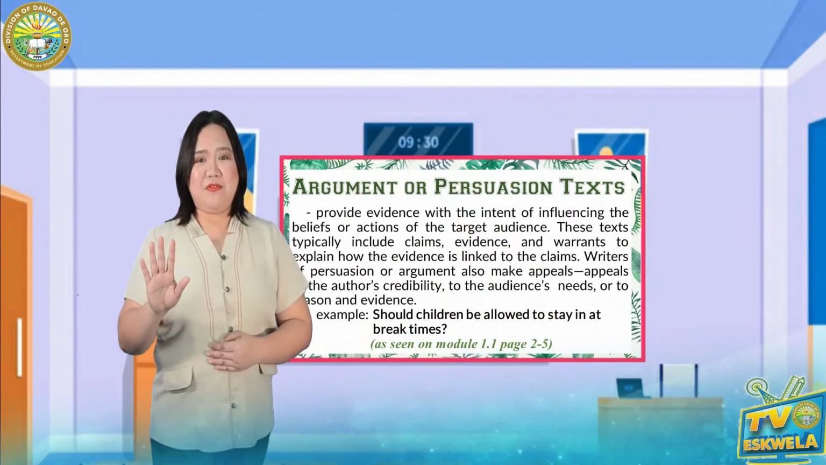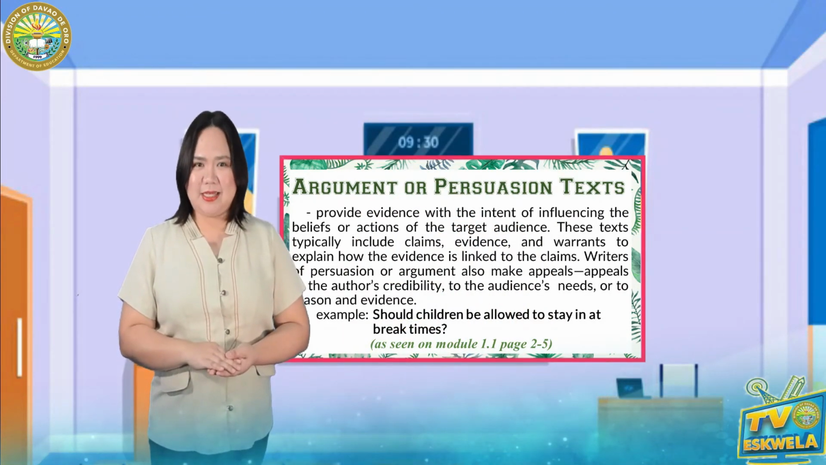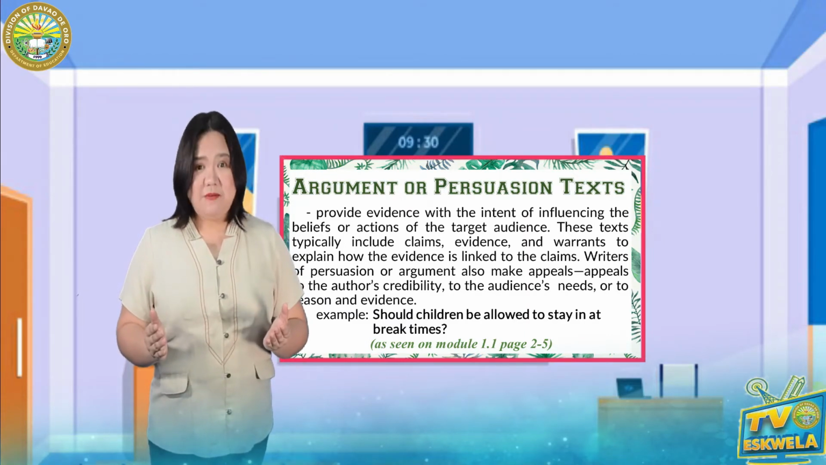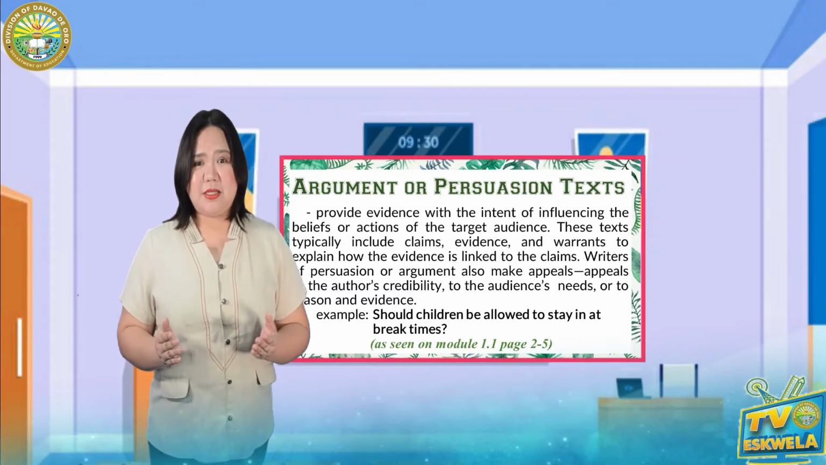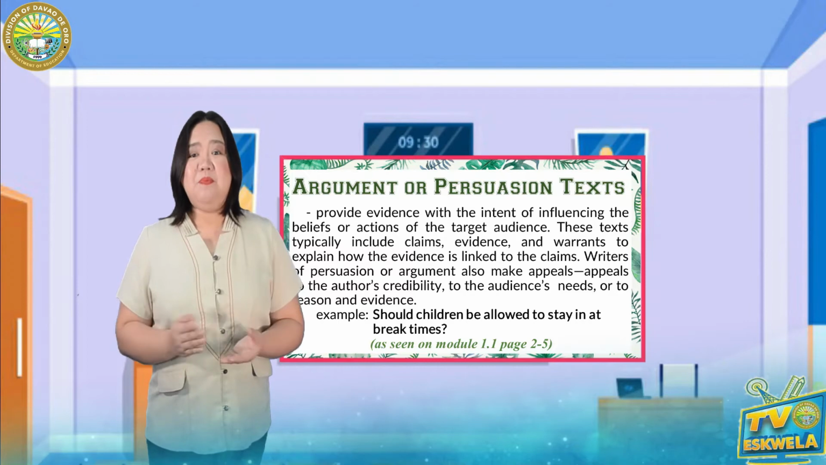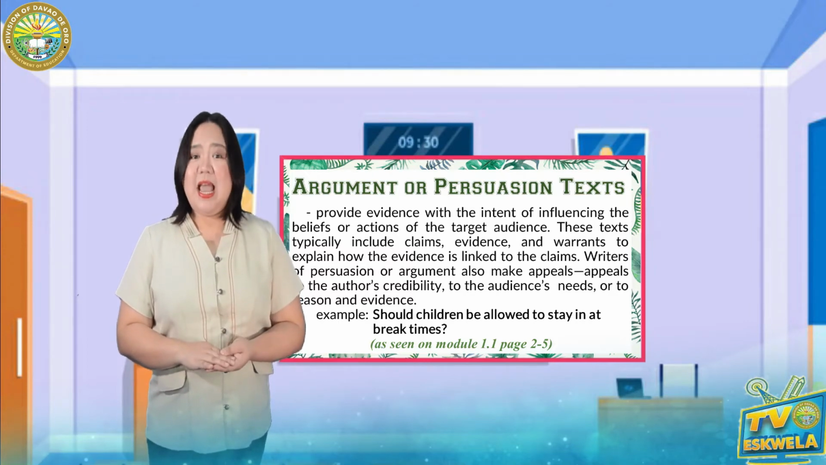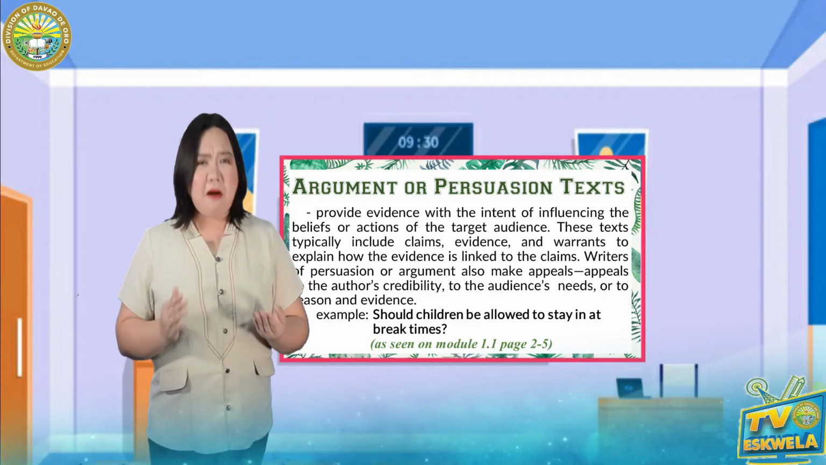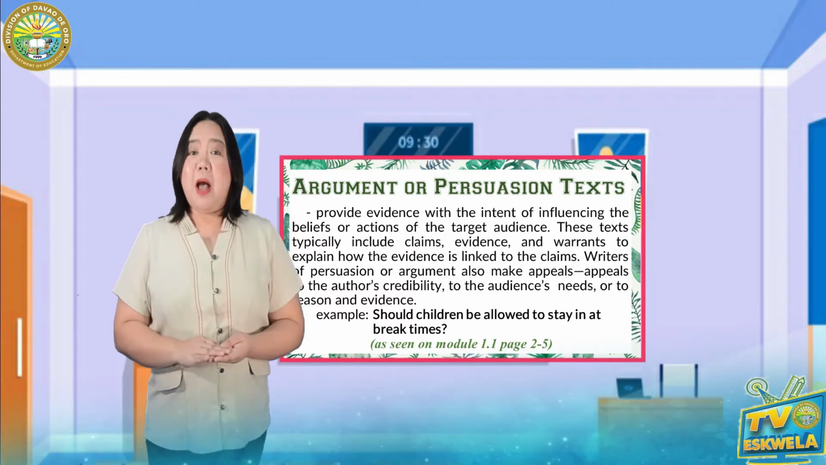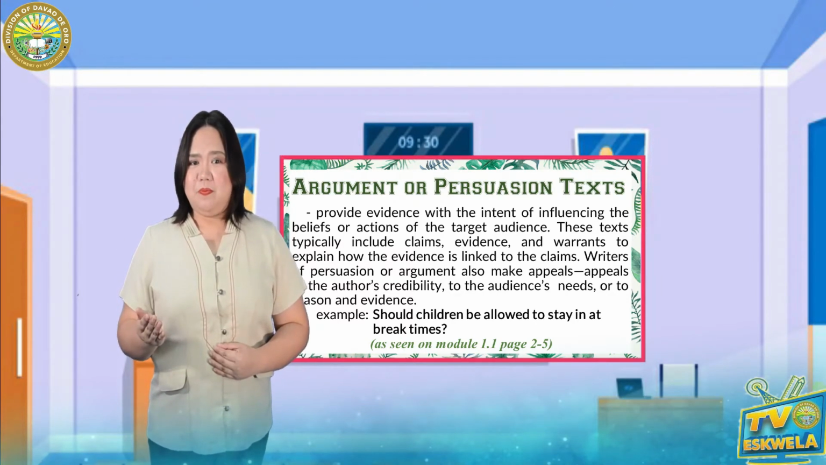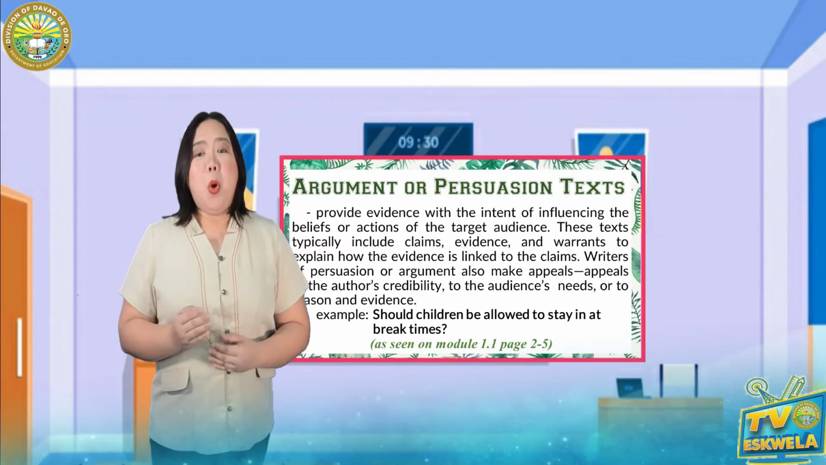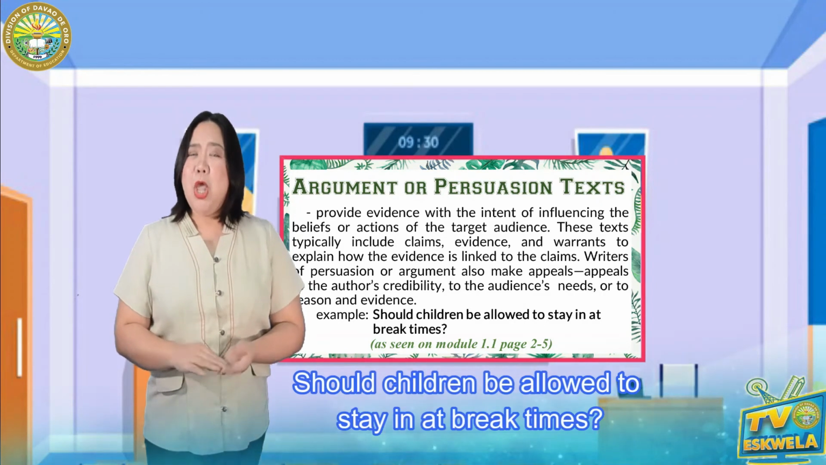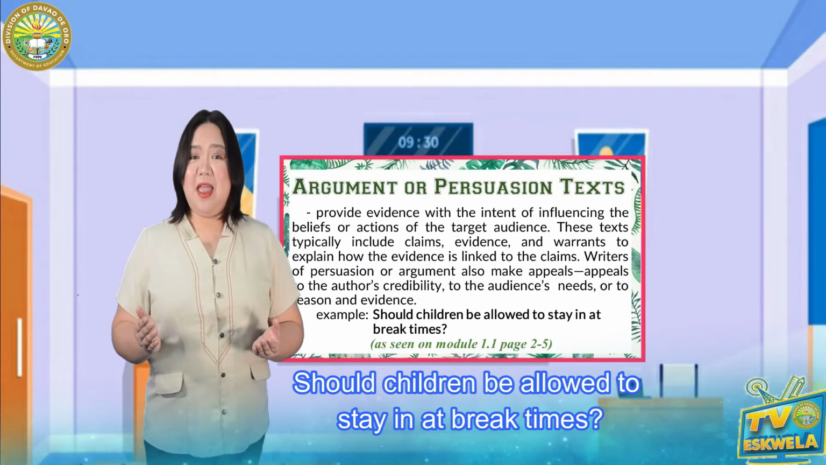Last is number 5, argument or persuasion texts. These provide evidence with the intent of influencing the beliefs or actions of the target audience. This typically includes claims, evidence, and warrants to explain. Writers of persuasion and argument also make appeals to the author's credibility, to the audience's needs, or to reason and evidence. Example, should children be allowed to stay in at break times?